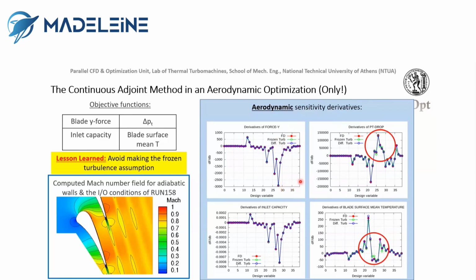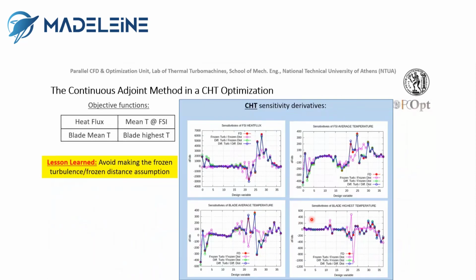The agreement of the adjoint with fully differentiated turbulence model with the finite differences is excellent. In the case of the frozen turbulence, for some objective functions, differences may be observed in the values of the sensitivities. These differences become important in the case of a conjugate heat transfer problem.